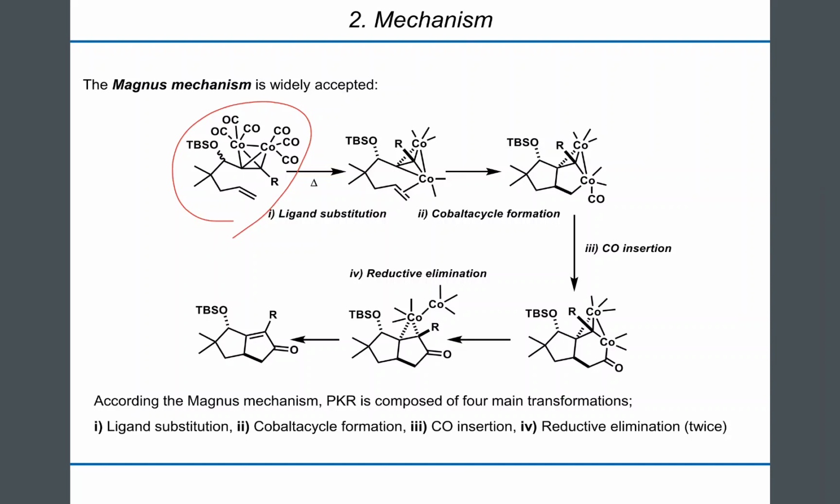According to the Magnus mechanism, the Pauson-Khand reaction is composed of four main transformations: ligand substitution, followed by cobaltacycle formation, and carbon monoxide insertion. Final successive reductive elimination liberates the cyclopentenone product. Let's delve into the details of these elementary reactions.